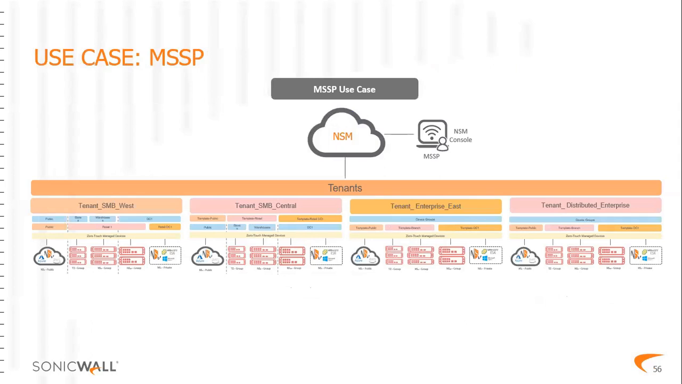This is a use case example for an MSP, because they have to manage a lot of different branches or clients. So you can create multiple tenants, and then add their firewalls into different tenants. So you can manage everything in a single pane of glass. In one single pane of glass, you can see all your clients in different tenants, with all their firewalls added to the NSM. So it's very useful and convenient.